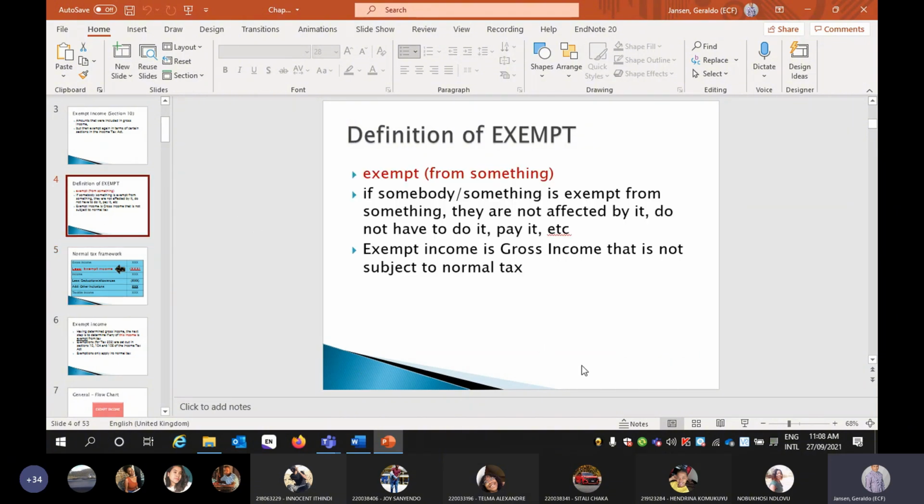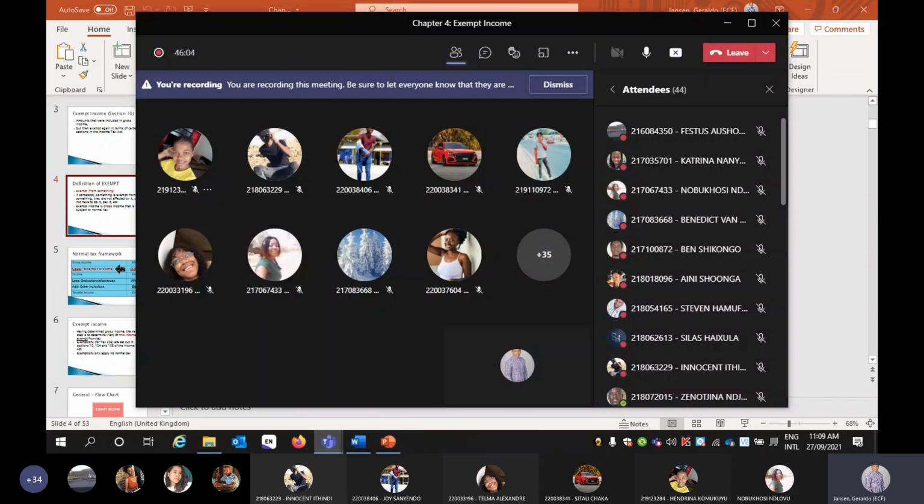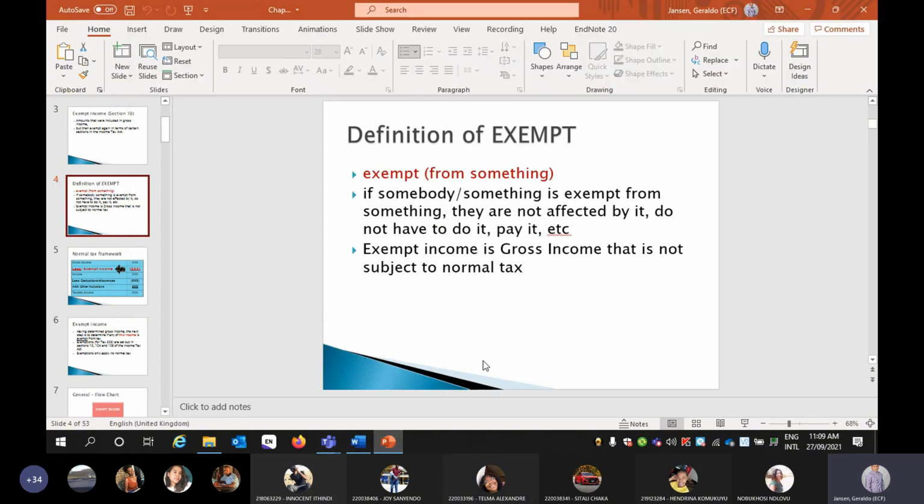But before we do that, let's define exempt. When you are exempted from something, or if somebody or something is exempted from something, they are not affected by it. You do not have to do it, or you do not have to pay it. Let me use a very basic example. The 262 students who submitted their test online and who didn't have any problems will be exempted from the outcome that I will actually give today.